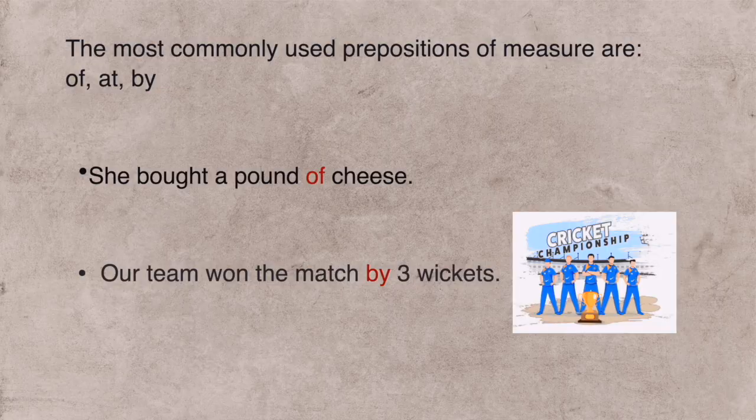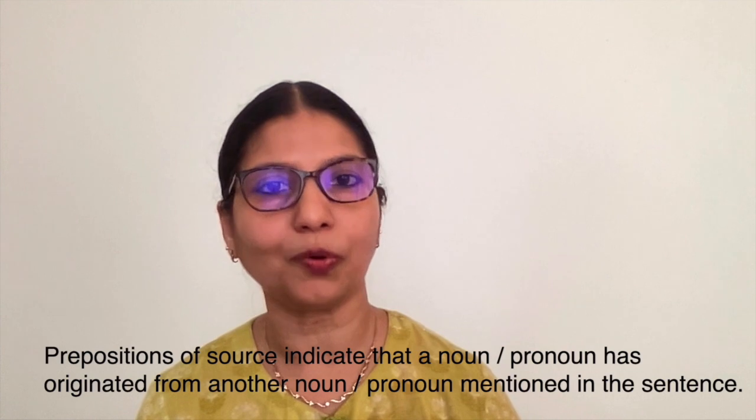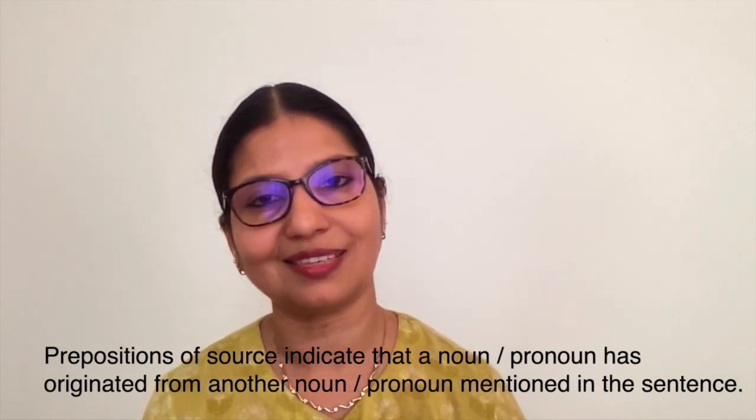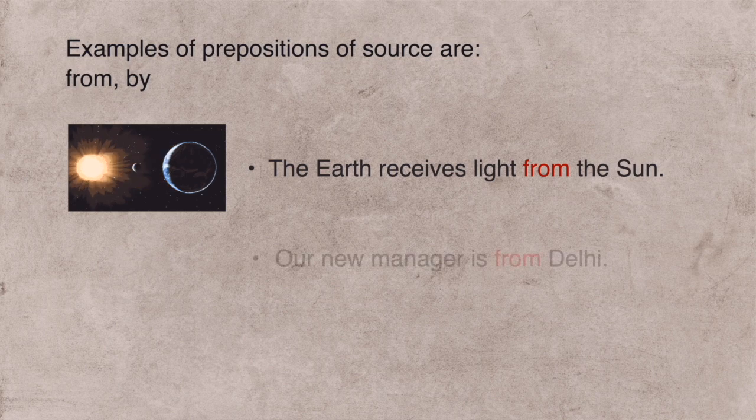The seventh type of prepositions is prepositions of source. These are used to indicate that a noun or a pronoun has originated from another noun or a pronoun mentioned in a sentence. Examples are from and by. Let's look at some sentences. The earth receives light from the sun. Our new manager is from Delhi.